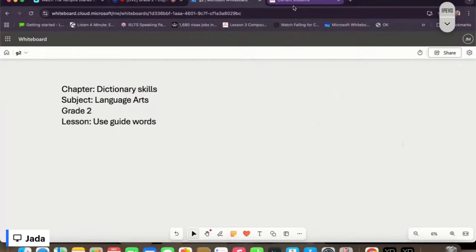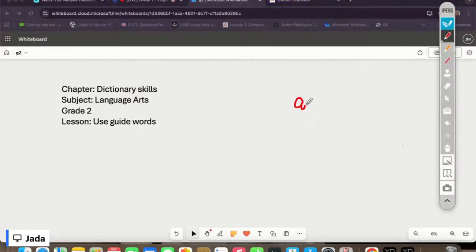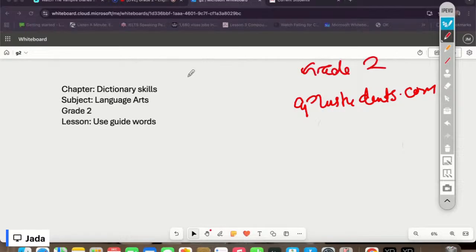Today we will have dictionary skills. First, you have to log in using aplusden.com. Click on your name, move on to language, add the grade 2. Chapter is dictionary skills, lesson is use guide words.